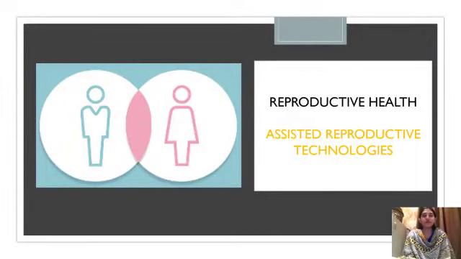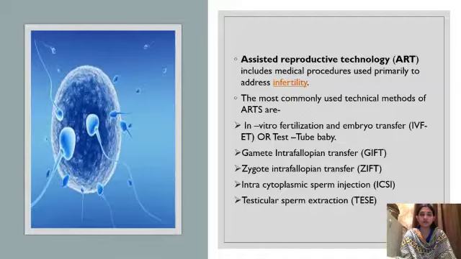Hello children. Today we'll be continuing with reproductive health and we are in the last topic of this chapter, that is assisted reproductive technologies. So what do I mean by assisted reproductive technologies? It means all the medical procedures which are used to address the problem of infertility.